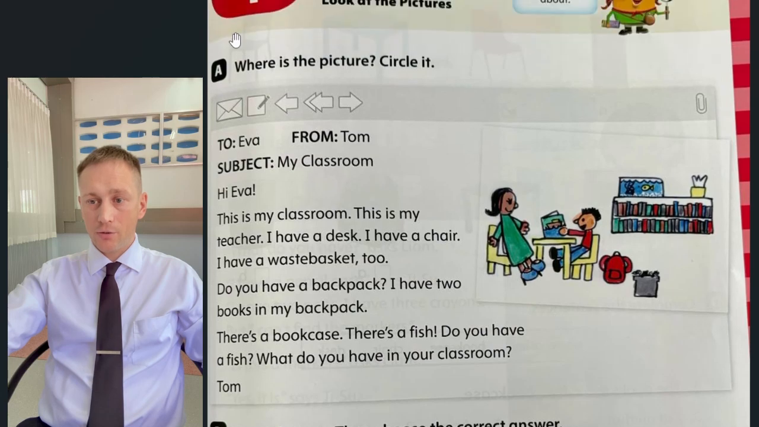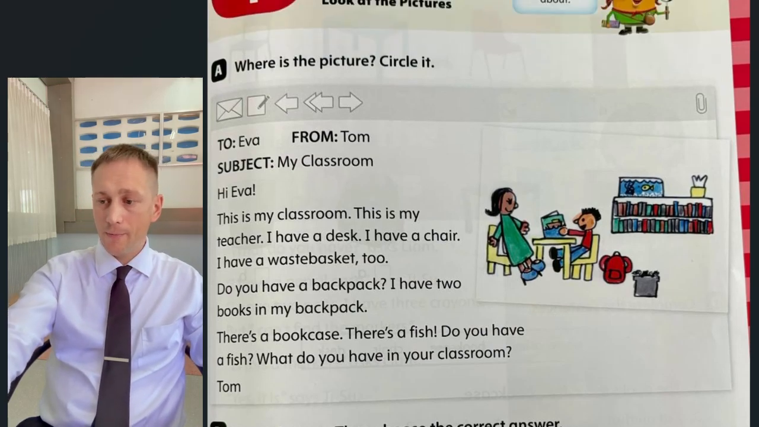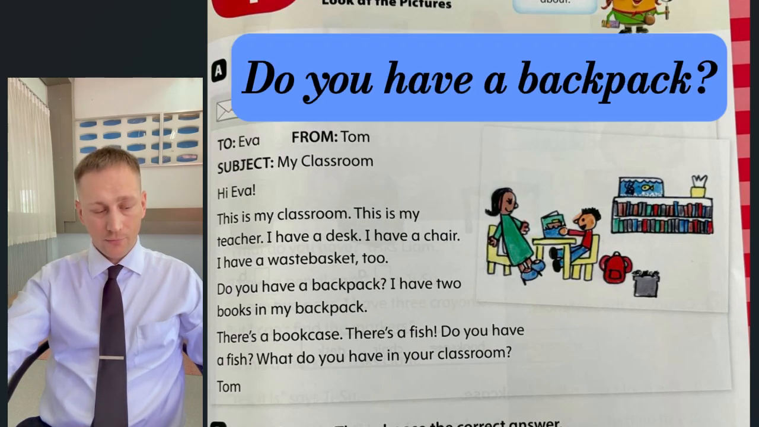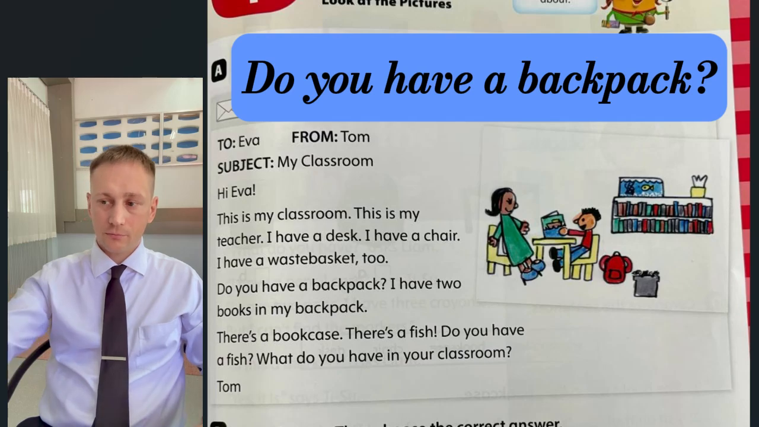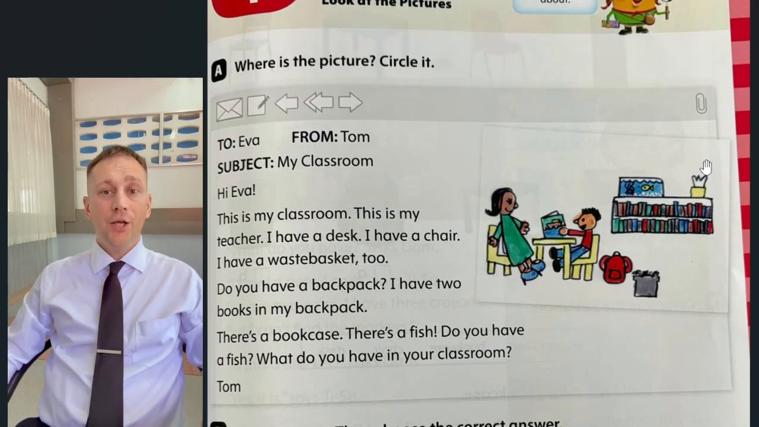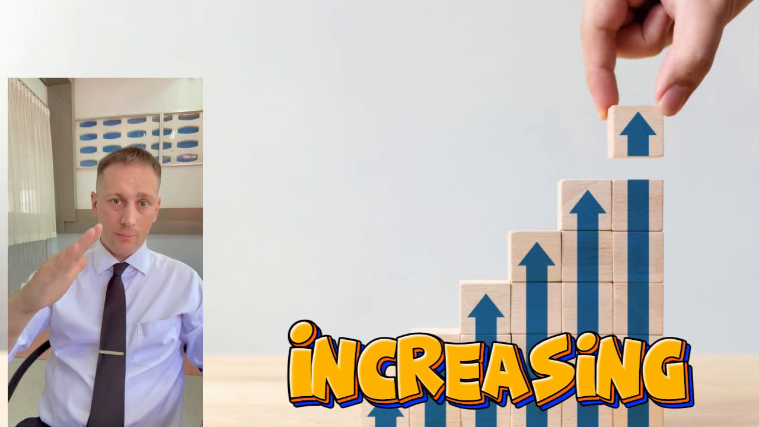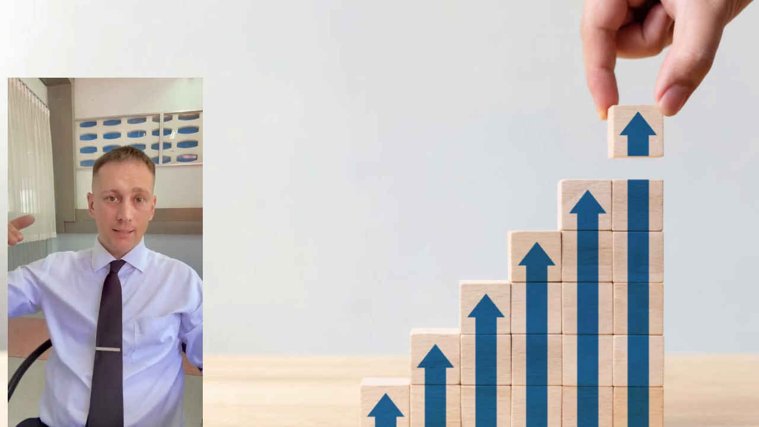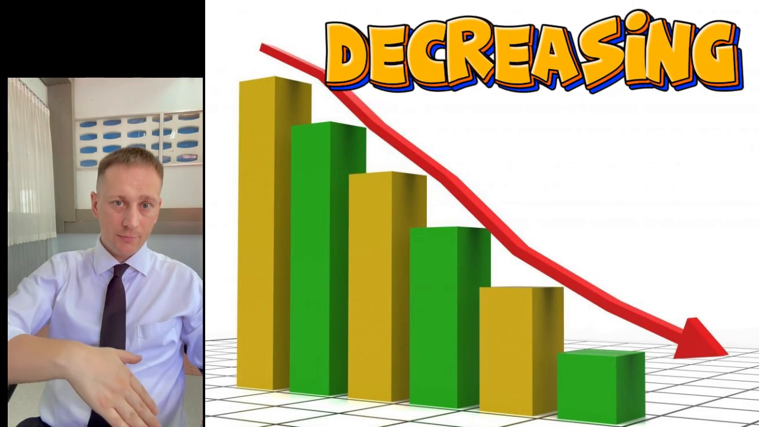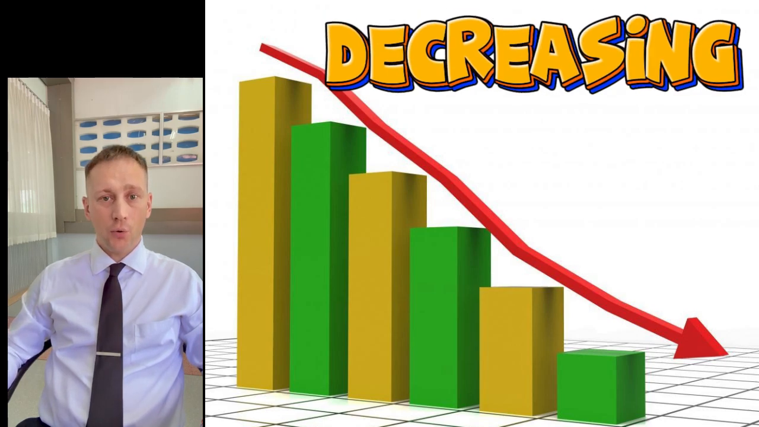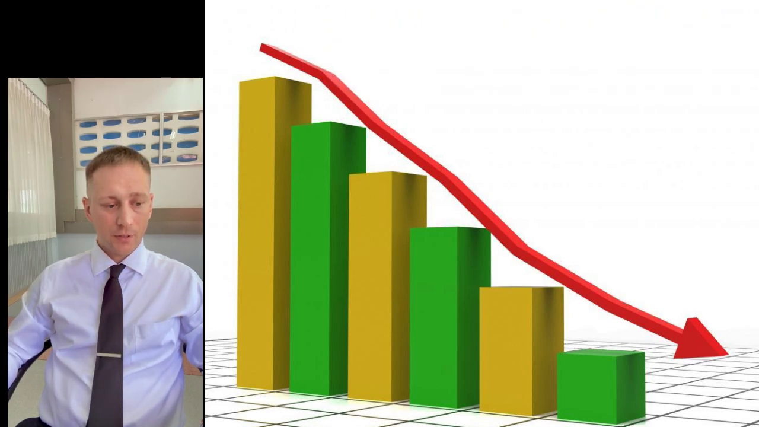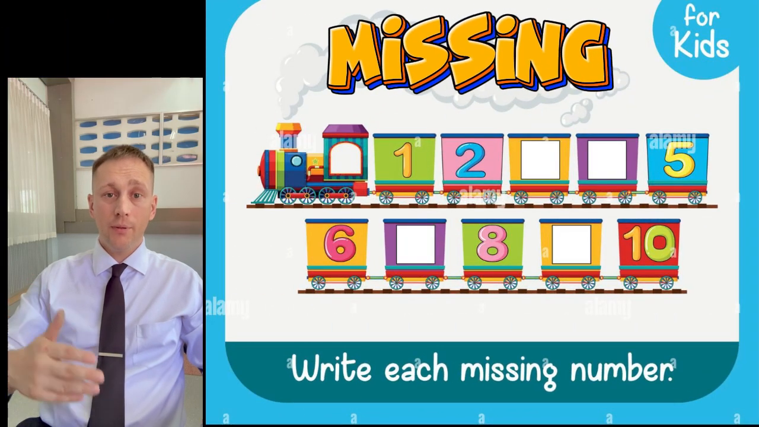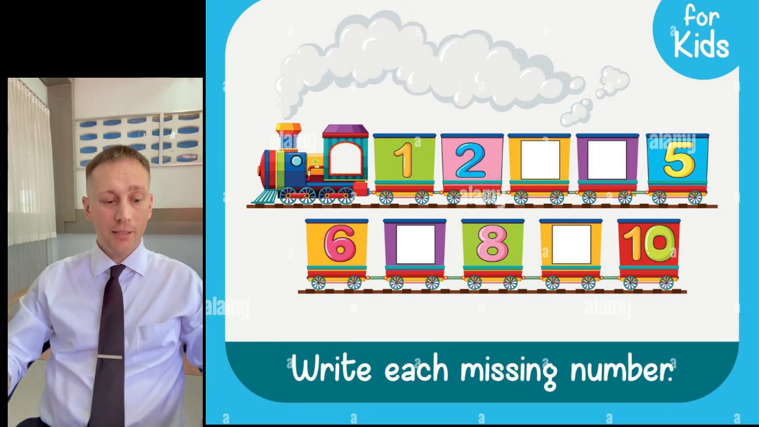Great. Classroom. Okay, students, the question is, do you have a backpack? And 3 words. Number 1. Increasing. Go up. Increasing. 2. Decreasing. Goes down. Decreasing. And 3. Missing. For example, missing number. Missing.